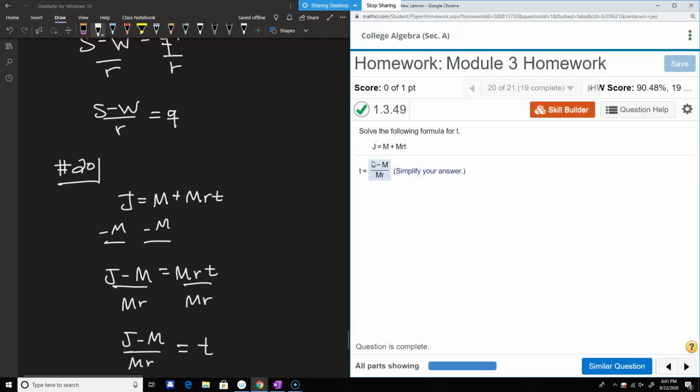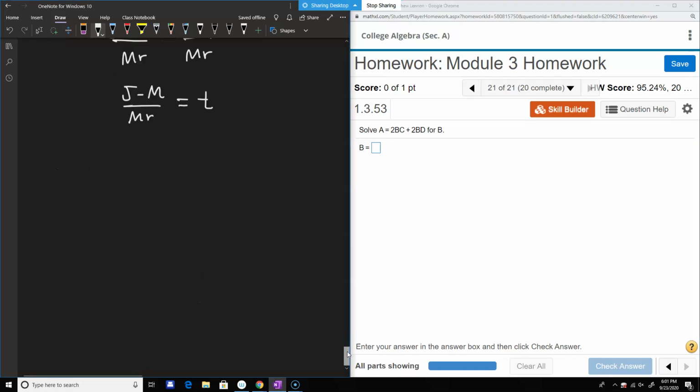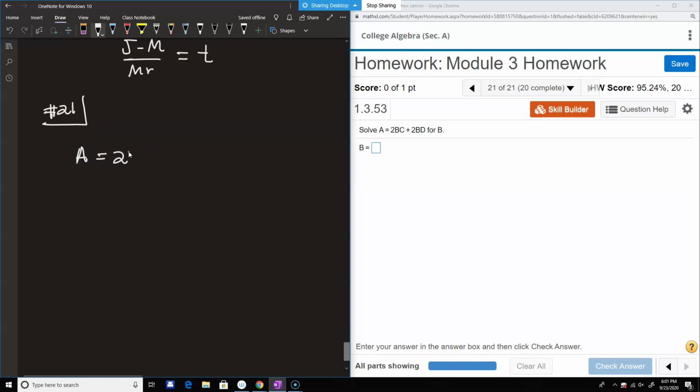That's it. Last one. This one is a little bit tricky. Why is it tricky? Well, we see b appearing in two places. So we have this A equals 2bc plus 2bd. Well, if b is in both places, we can't isolate it by adding and subtracting. But what can we do that we learned about in Module 2 if you have the same thing appearing in both terms?